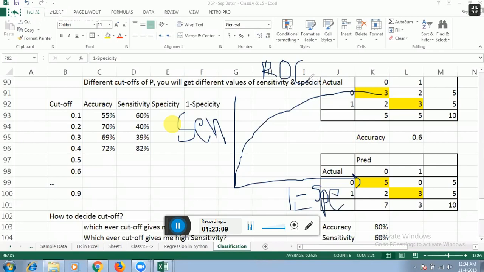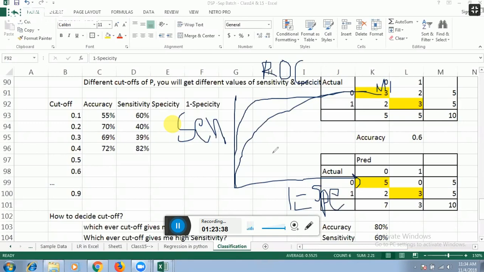So ideally your model should have a low 1 minus specificity and high sensitivity. If a model gives me low 1 minus specificity and high sensitivity, that is my best thing. Suppose this is my model 1, I got it. And another model I got is something like this.